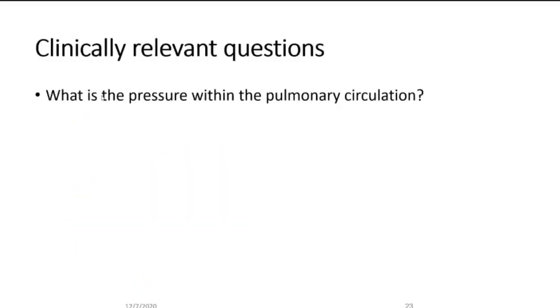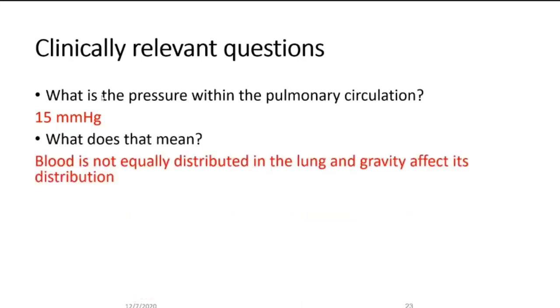What is the pressure within the pulmonary circulation? It is 15 millimeters of mercury. This means gravity will affect the blood distribution, so it will not be equal in all parts of the lung. The lower parts of the lung have better perfusion, but as we know they have less ventilation, while the upper parts of the lung are well ventilated but less perfused.